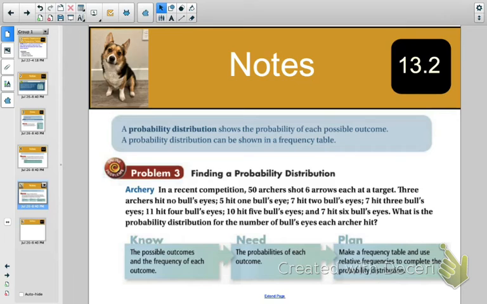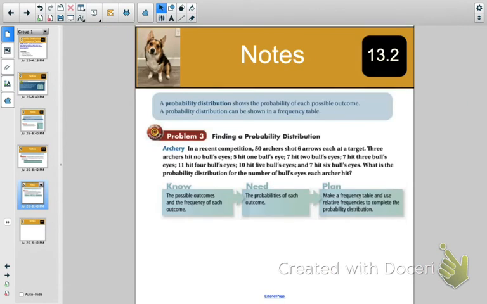Last, a probability distribution shows the probability of each possible outcome. So a probability distribution can be shown in a frequency table. So I think I need more room here. Okay, that'll work. In an archery competition, 50 archers shot 6 arrows at each target. 3 hit no bullseyes, 5 hit 1, 7 hit 2, 7 hit 3, 11 hit 4, 10 hit 5, and 7 hit 6. What is the probability distribution for bullseyes each archer hit?